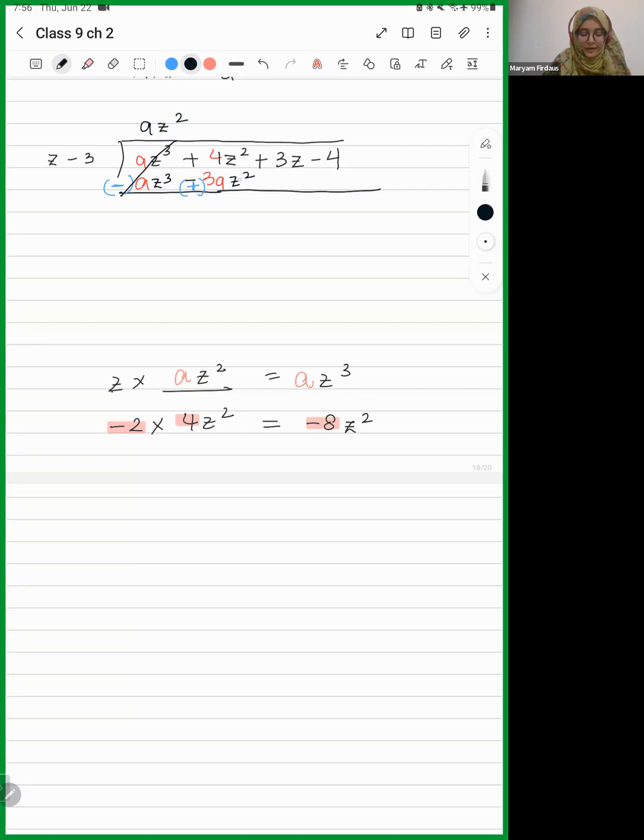Now, what about az square? What do we have here? We have 4z square plus 3az square. If you want to take the z square as common, you can take the z square as common. So you take the z square as common and what do you have left? 4 plus 3a, exactly. So we have 4 plus 3a in brackets, then z square.